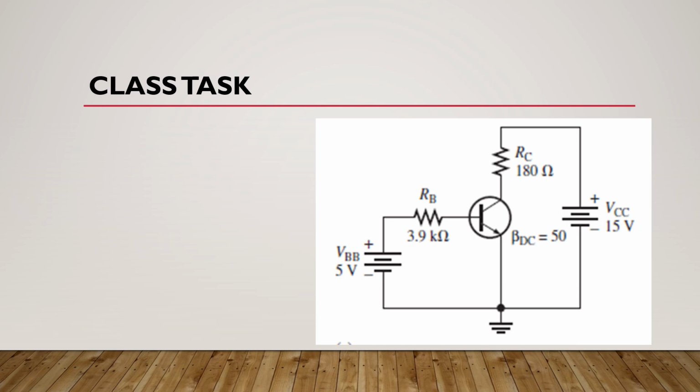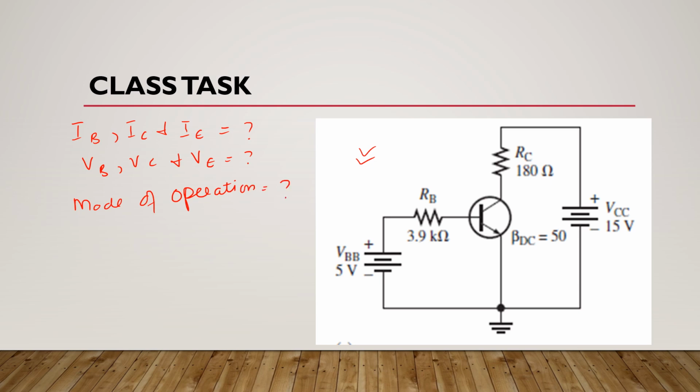Now here is your class task. For this circuit, you have to determine all terminal currents, that is IB, IC and IE, and all nodal voltages, that is VB, VC and VE, and also find the mode of operation of transistor here. It means you have to find whether this transistor is in active mode, saturation mode or cutoff mode.